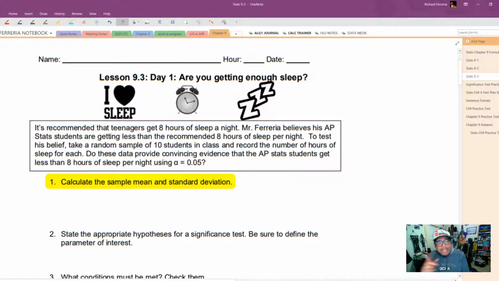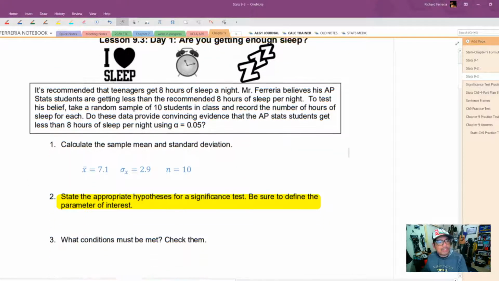Number 1 says to calculate a sample mean and a standard deviation, and we can't really do that right now, of course, because we're doing this online, but I can tell you what my last class got. Last time we did this, we got an x bar of 7.1 and an s_x of 2.9 hours. And remember that that is a sample of 10 students.